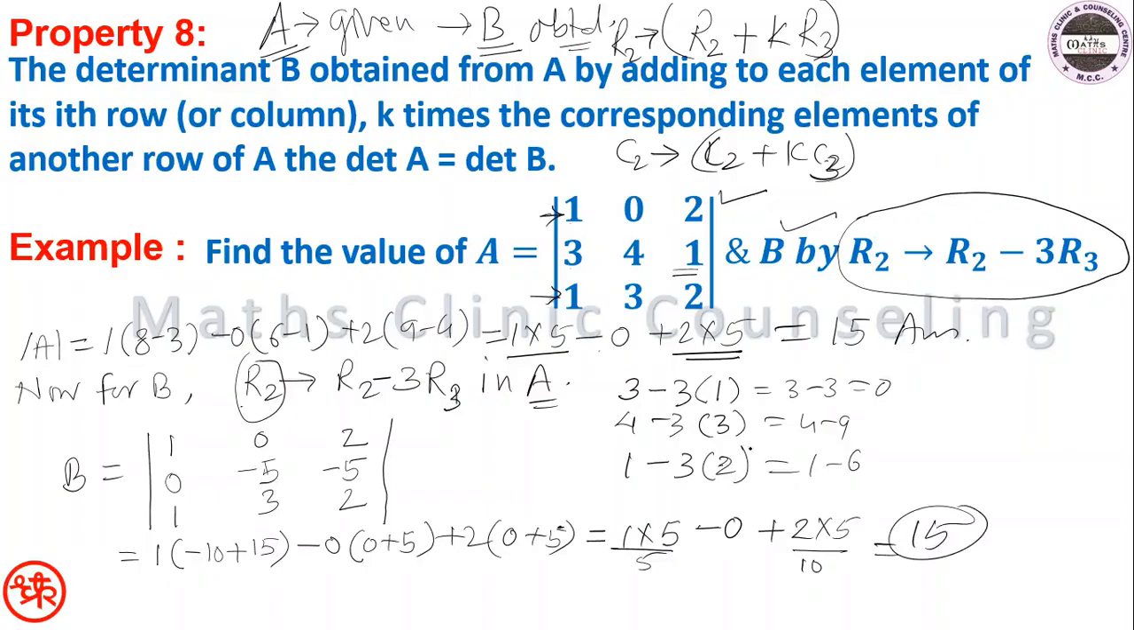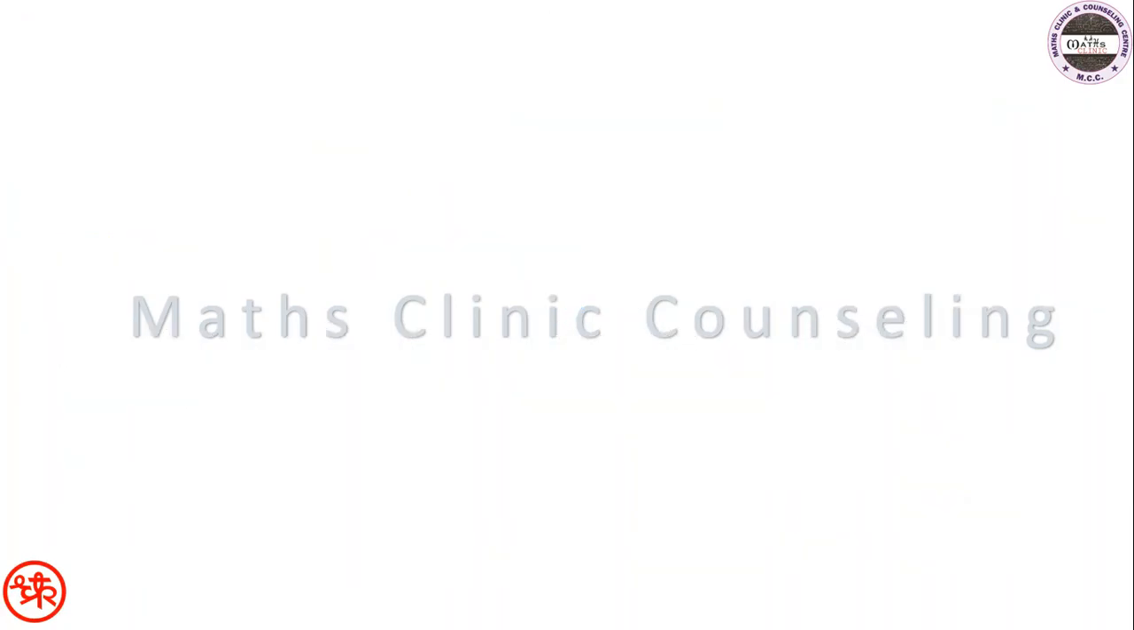What was the value of A? Look at here. 15. Here also 15. And therefore determinant of A is equal to determinant of B by elementary row transformation. Is that clear? So the property is verified here.